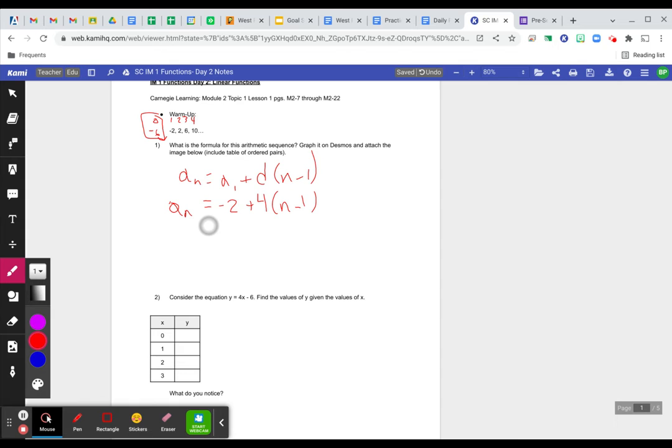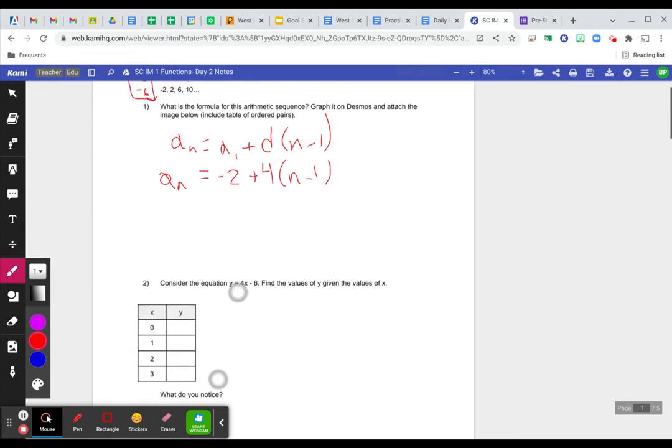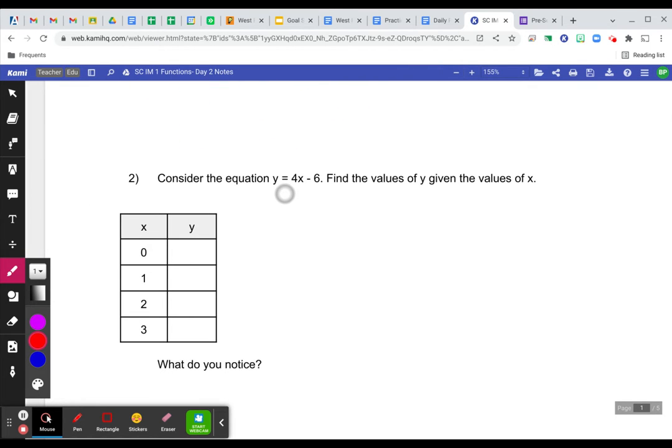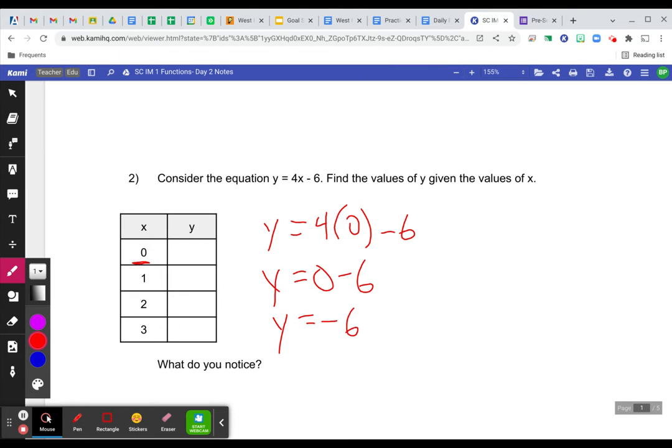Now, number 2 says consider the equation y equals 4x minus 6. Well, if we use the equation y equals 4x minus 6 and we evaluate at each of these points 0, 1, 2, and 3, what that would look like is this. We're going to go y is equal to 4 multiplied by, let's throw 0 in for x first, I'm talking about this 0 right here, and minus 6. And what would y equal? You just go through and you solve. 4 times 0 is 0, so we have 0 minus 6. So y is equal to -6. So when x is 0, y is -6.